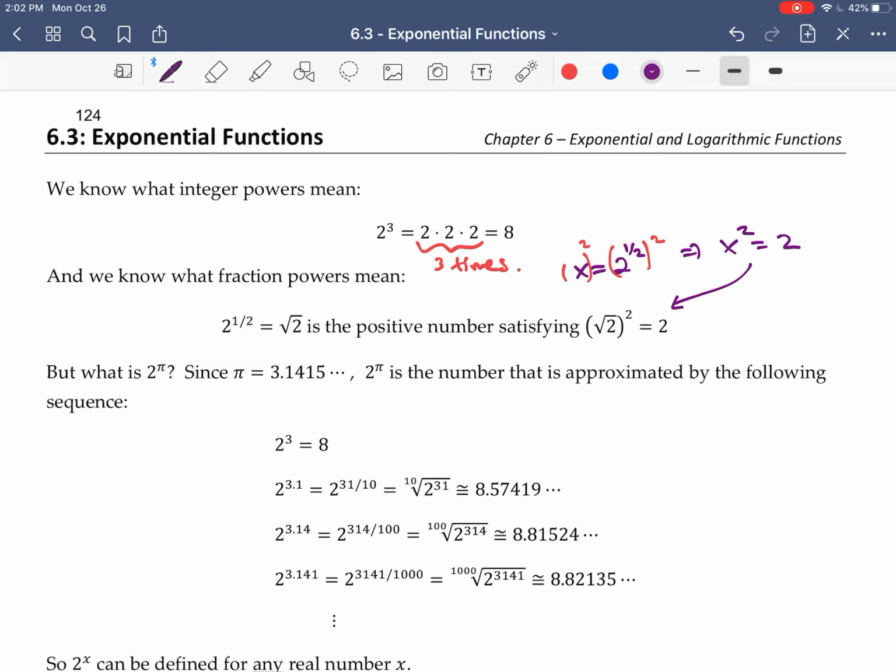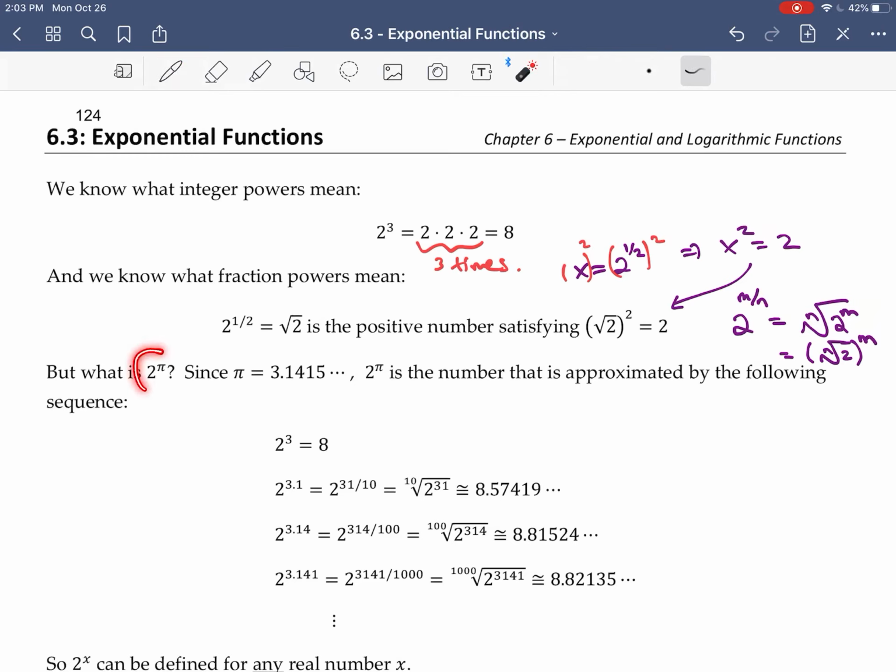So remember that if we have 2 to the m over n, that it's the nth root of 2 to the power m. Okay, or you could write it as the nth root of 2 all to the power m. Okay, those are the same thing.